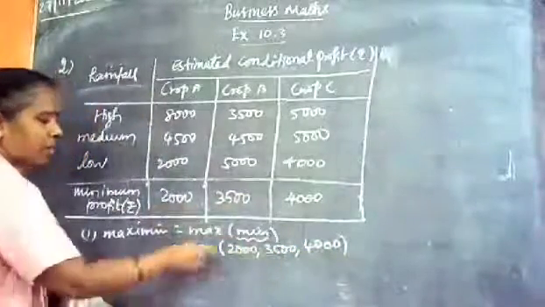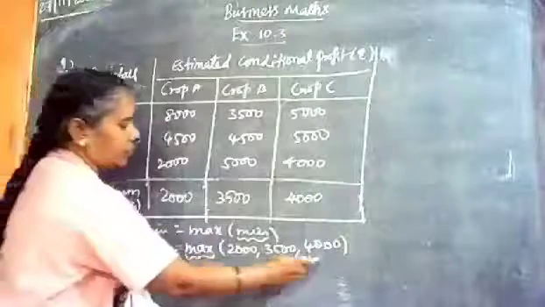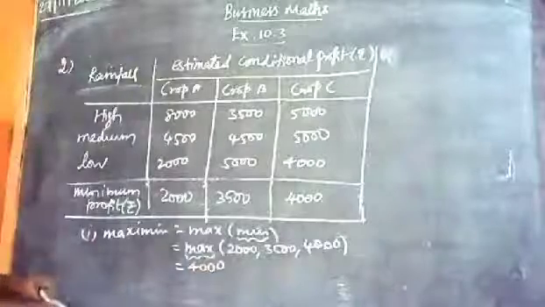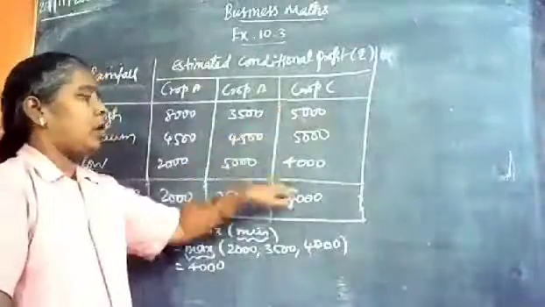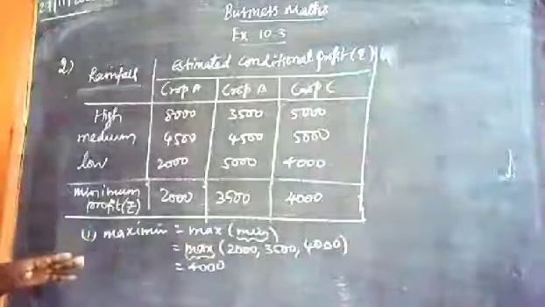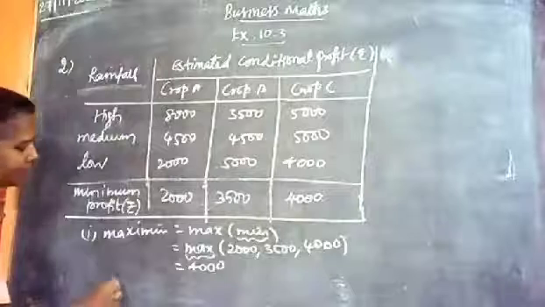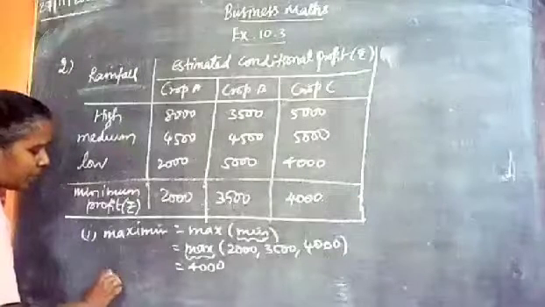Now, out of these 3 values, you are going to search for the maximum value. What is the maximum value? 4,000. Pick out and write the answer as 4,000. Where does the 4,000 lie? Here, under crop C. So crop C is the best plant to get the best profit. From crop C, he will yield the best profit, or the farmer should plant crop C to get the best profit.